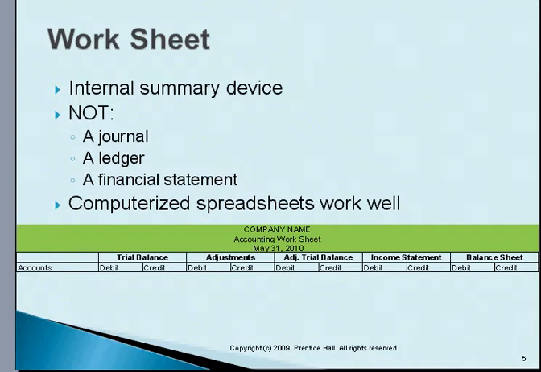A worksheet, we said, is an internal summary device. It is neither a journal, nor a ledger, nor a financial statement. A good way to generate a worksheet would be to use Excel.